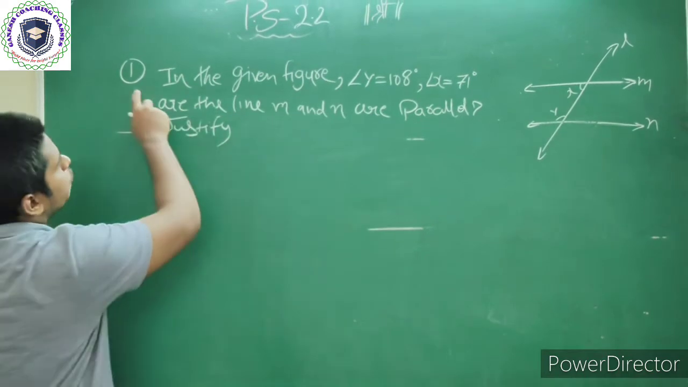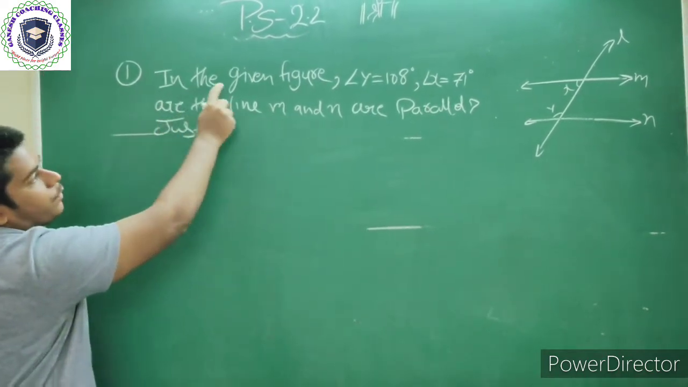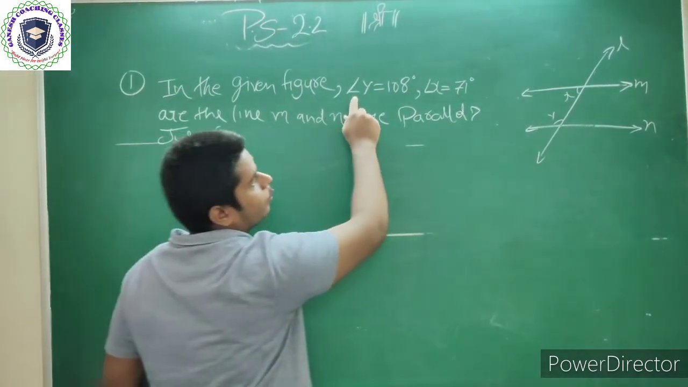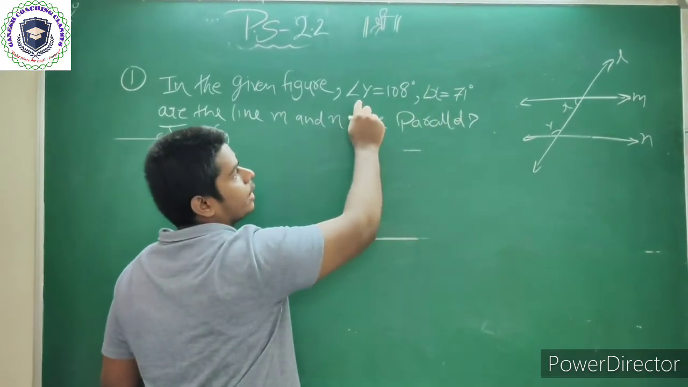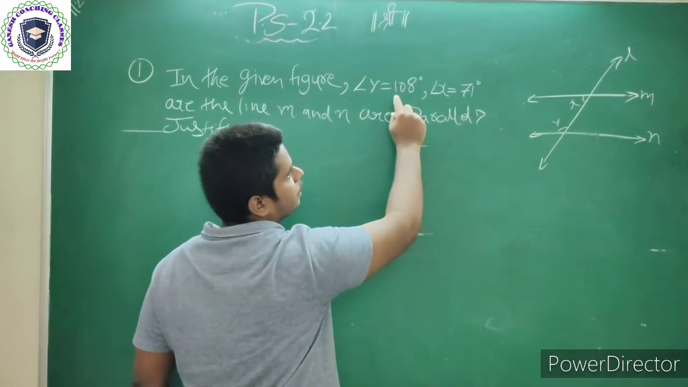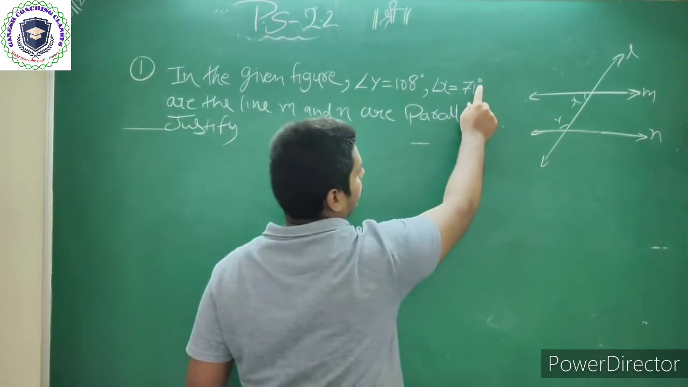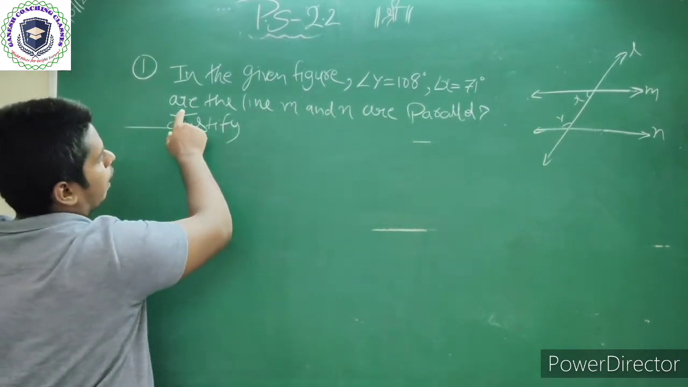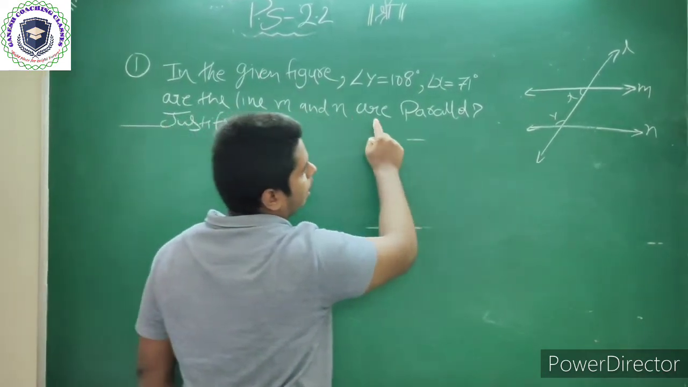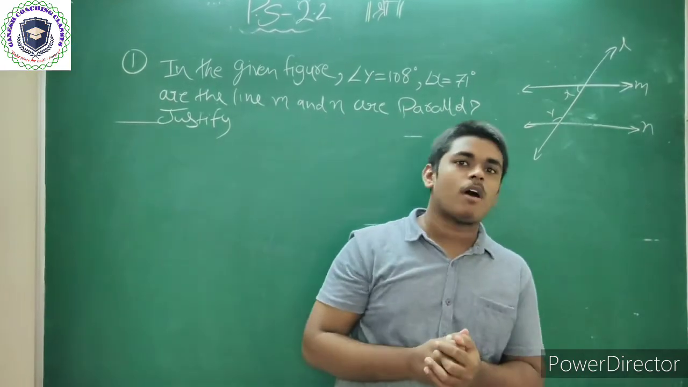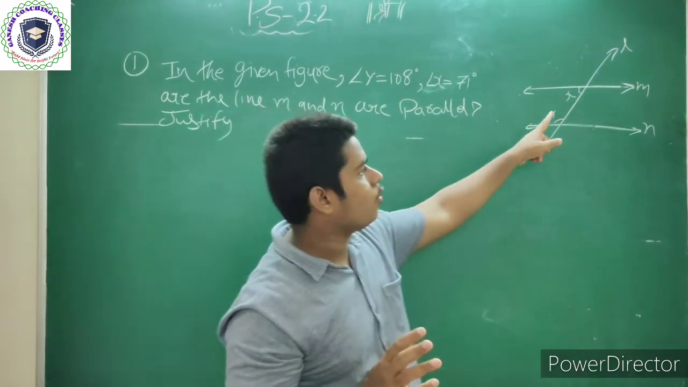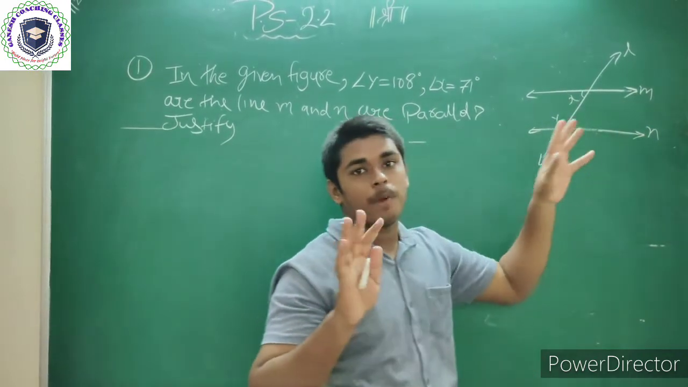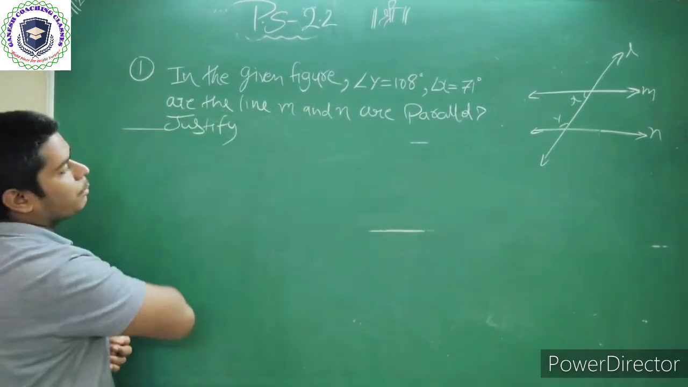In practice set 2.2, question number 1 says: in the given figure, here again we have one figure, in which the measure of angle y and the measure of angle x are given, that is 108 degree and 71 degree. So here it is 71 and it is 108 degree. Are the lines m and n parallel? We have been given the values of x and y, and we are asked whether the lines m and n are parallel or not. So here we have to justify.